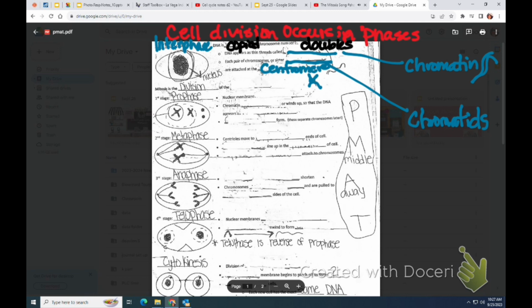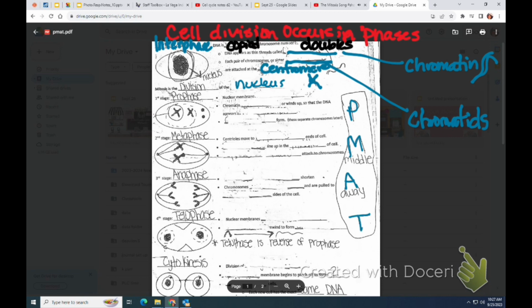All right, we move now. You see below there it says mitosis is the division of the, in that space next to it you're going to put nucleus. There are 4 phases. So over here on your right-hand side you see that acronym we use, that PMAT.